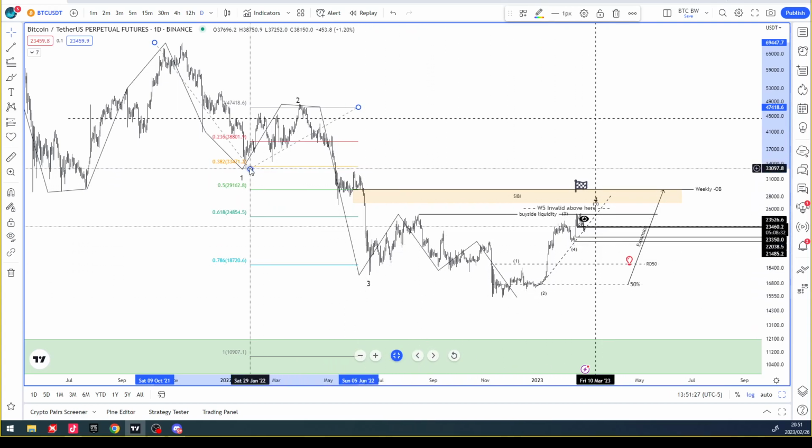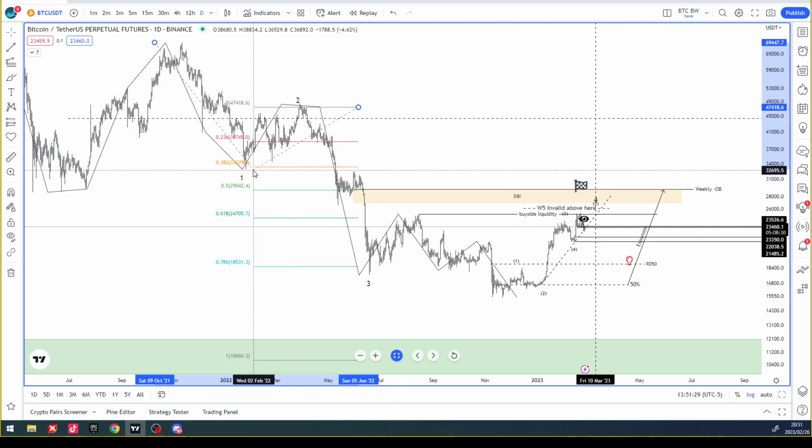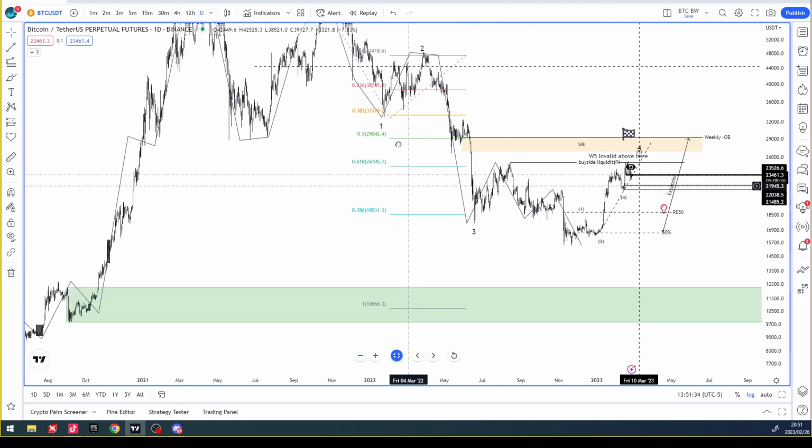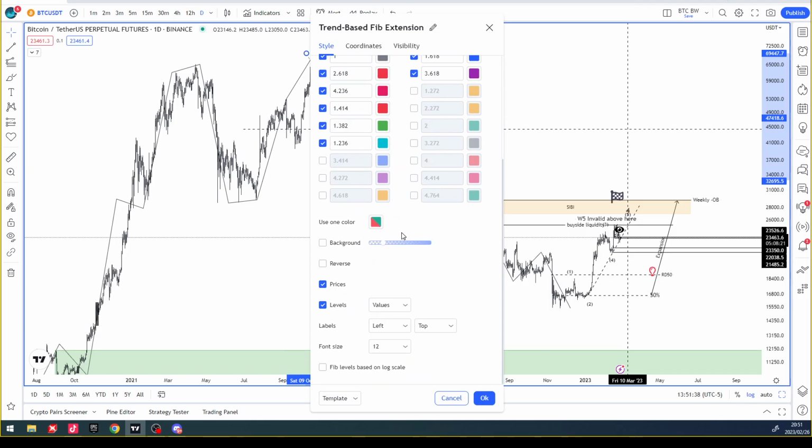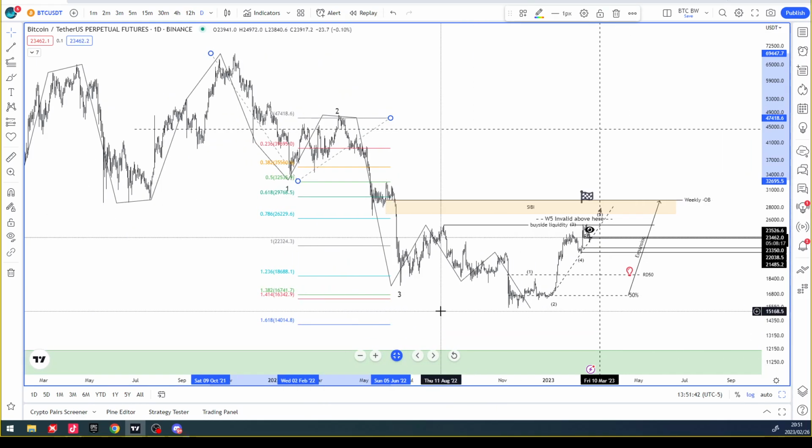Something looks a bit off here. Hold on. Why is this doing this? Hold on. Let's just go here. Can we reset this? Put levels on log based. There, that's better. Right. It was a 1.236 extension, so not ideal for a wave 3.